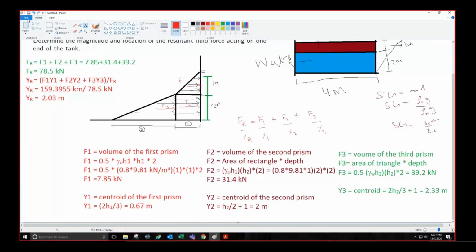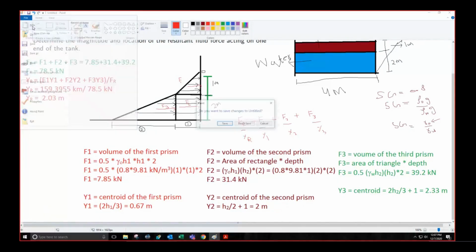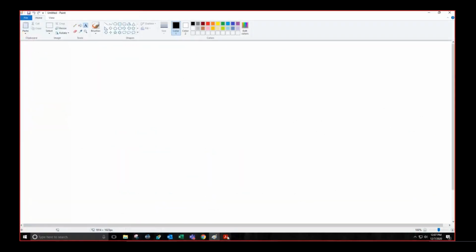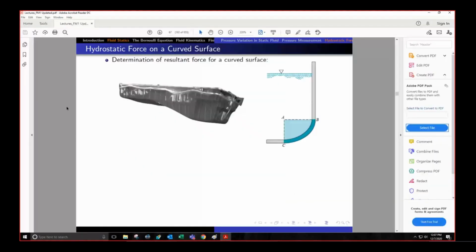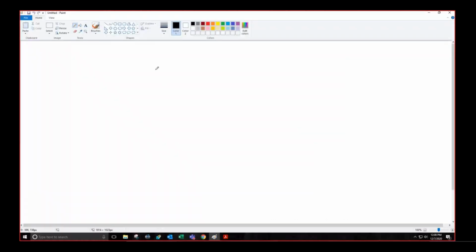I believe that it's clear. Okay. So we move on to the next topic, which is hydrostatic force on a curved surface. In the last week, we have been discussing hydrostatic force on a planar surface. More like the planar surface was like this, and we have been calculating the forces on these planar surfaces. But in actual applications of hydrostatics, most of the surfaces are not planar, they are usually curved.